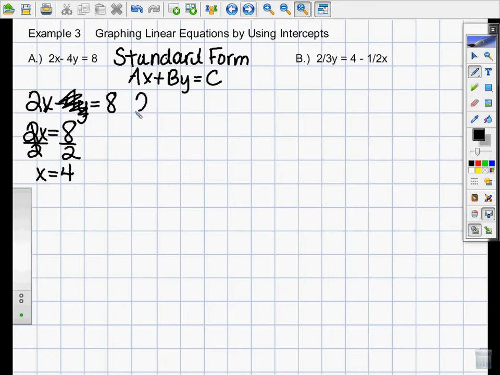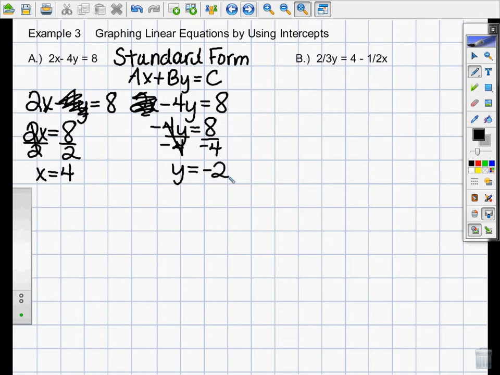All right, let's do it again. Rewrite 2x minus 4y equals 8. This time we're going to find the y-intercept. So I'm going to use my cover-up method, and I'm going to cover up the x, because I'm looking for the y. This is the equation I see: negative 4y equals 8. So I'm going to divide each side by negative 4. Now I know that my y-intercept is negative 2.